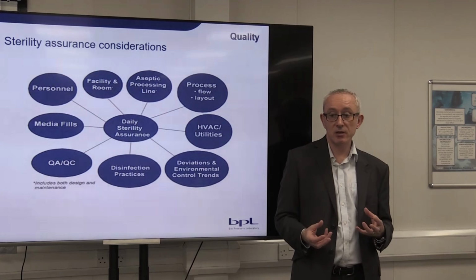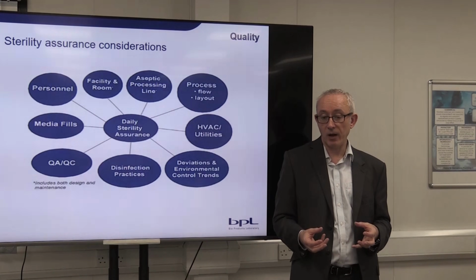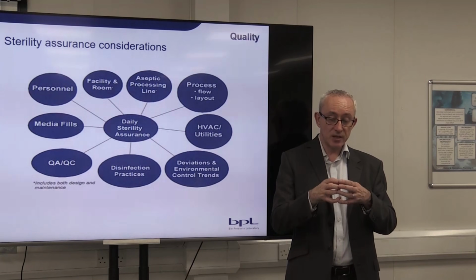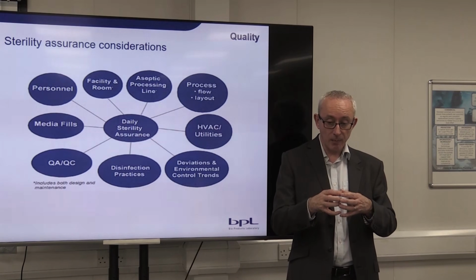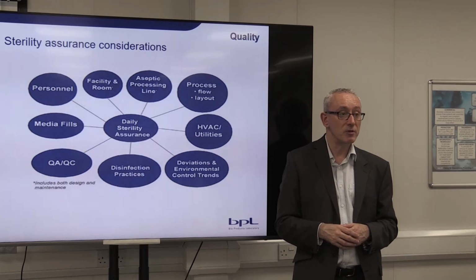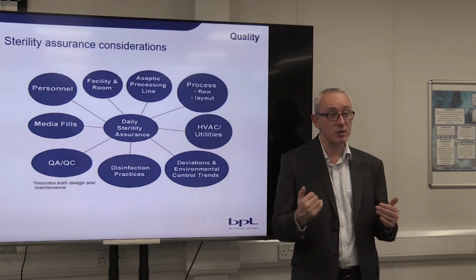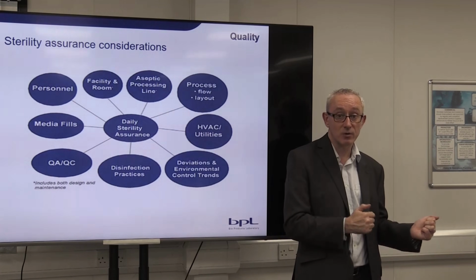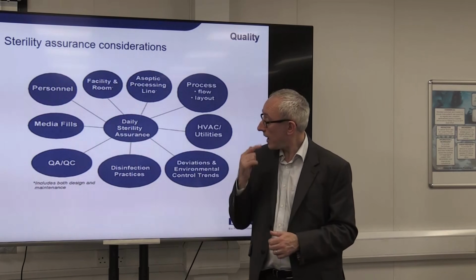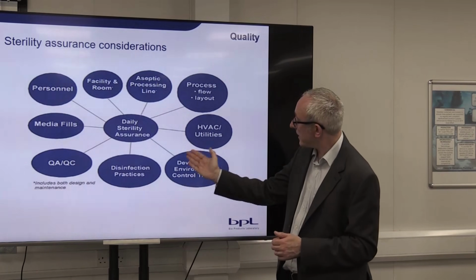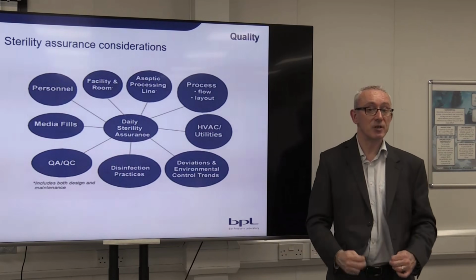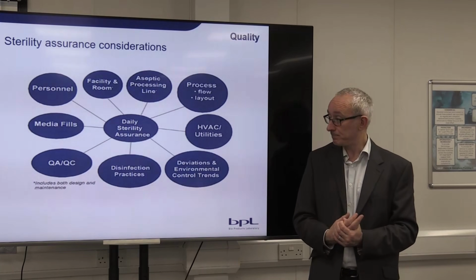So media simulation is a way of, every 6 months, putting culture media through the process to see whether we would get any microbial growth, which might indicate whether the product itself was contaminated. And then there's good disinfection and dealing with bad trends, responding to things in a timely manner.